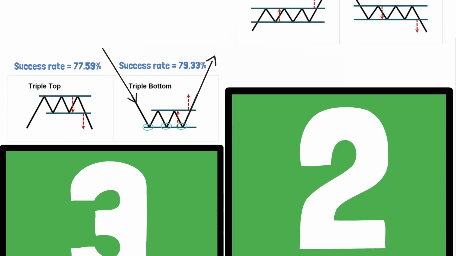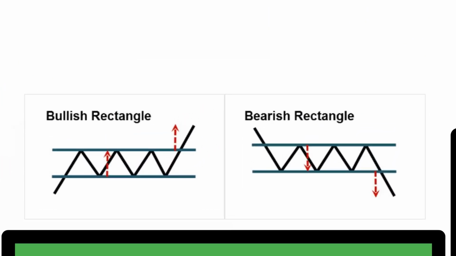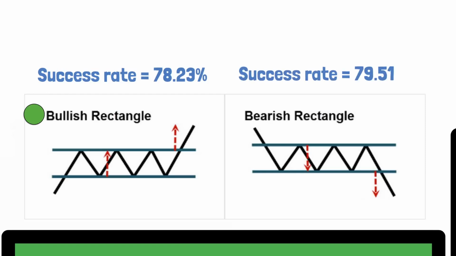In 2nd place, we have the bullish and bearish rectangle pattern. The bullish rectangle is the pattern I personally specialize in, using the weekly charts. The bullish pattern was successful 78.23% of the time, and the bearish pattern was successful 79.51% of the time.